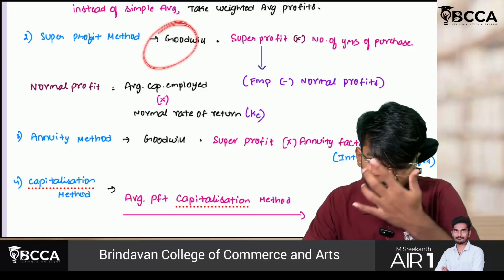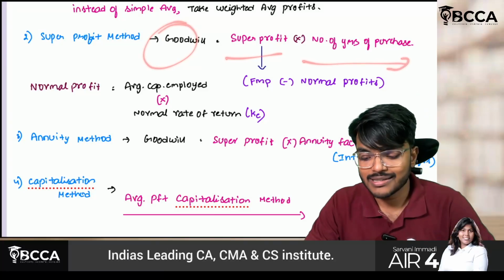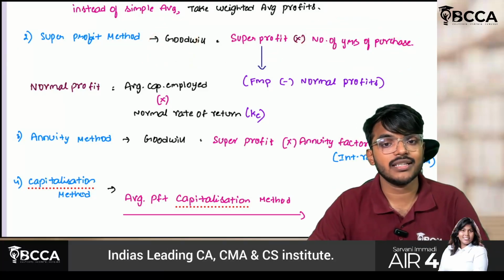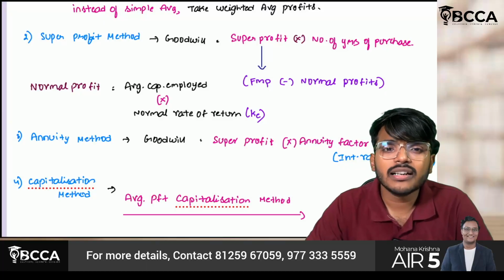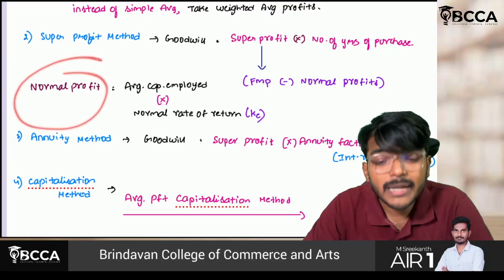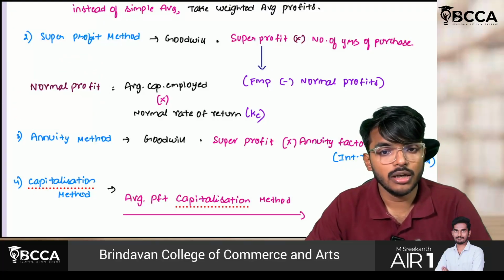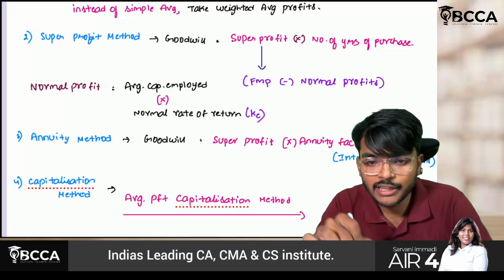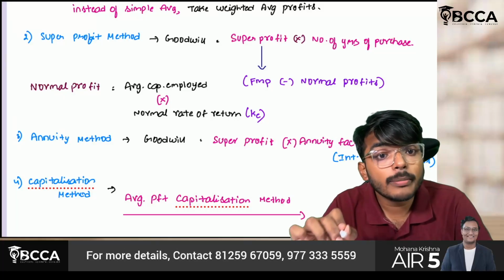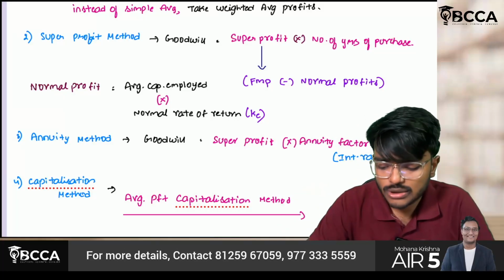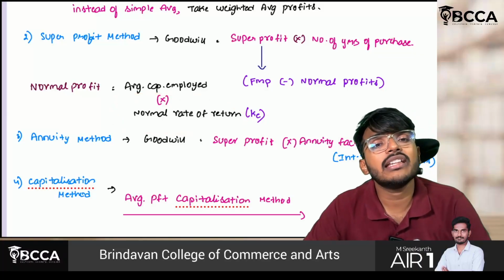Okay, sir. So goodwill will be super profit into number of years of purchase. Sir, what is this number of years of purchase? That will be given in the question directly. But normal profit, how will I get it? Average capital employed into normal rate of return you have to do. This normal rate of return also they will be giving in the question.